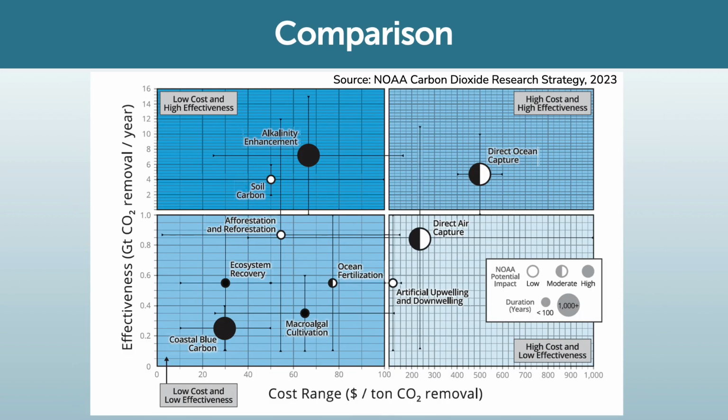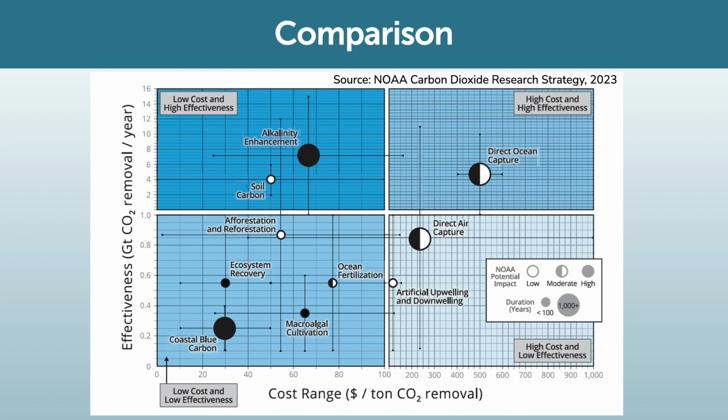This graph compares these mCDR approaches in terms of their carbon removal effectiveness, which is shown on the y-axis, and their cost, which is shown along the x-axis, as well as the duration of their carbon storage, which is represented by the size of the bubble. The colors of the bubble are not relevant for our discussion. This graph is from a NOAA white paper, and those bubble colors represent NOAA's readiness to provide scientific expertise on each mCDR technique.